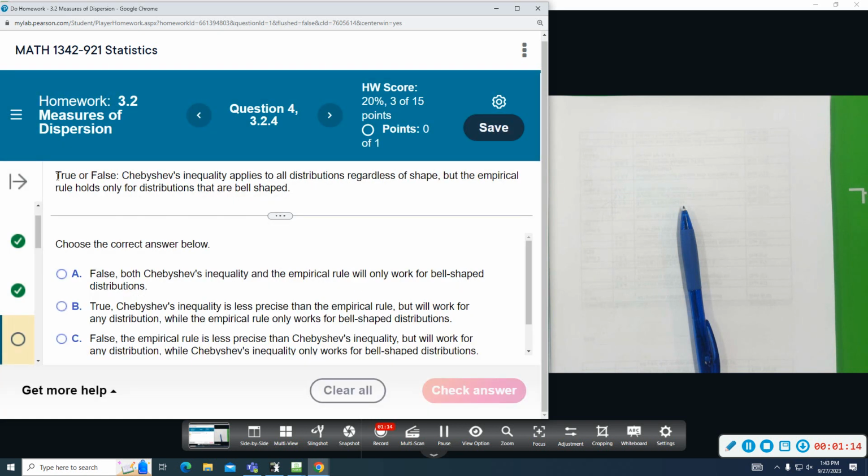All right, number 4, we also have true or false. It says Chebyshev's inequality applies to all distributions regardless of shape, but the empirical rule holds only for distributions that are bell-shaped. So that would be true.